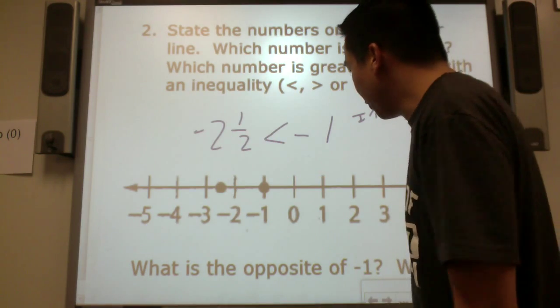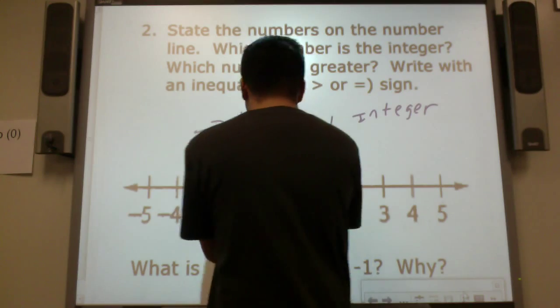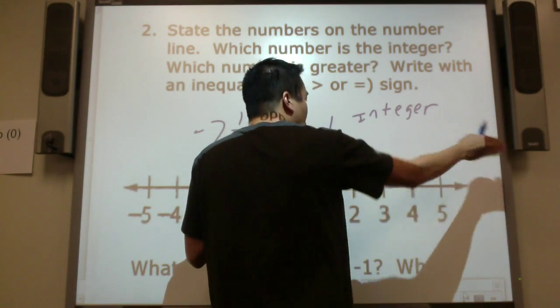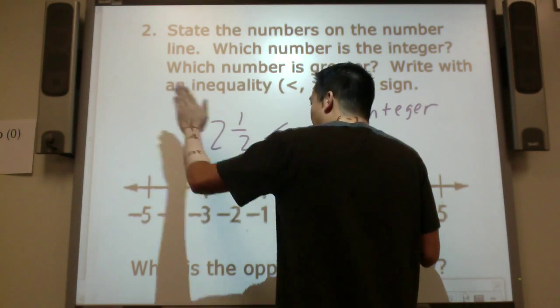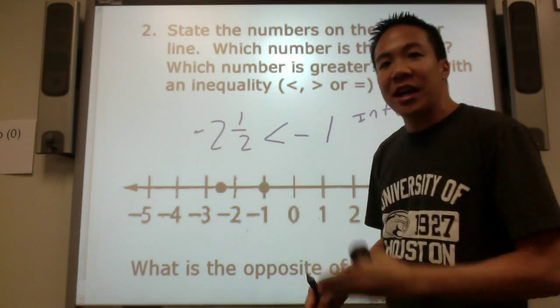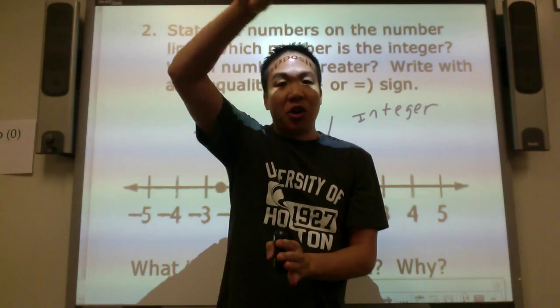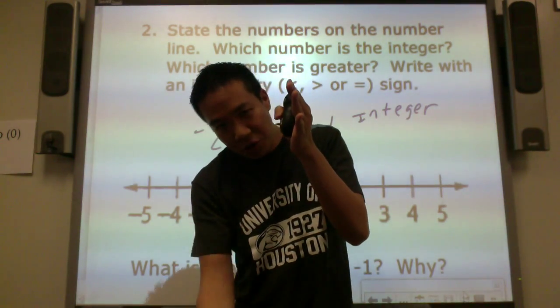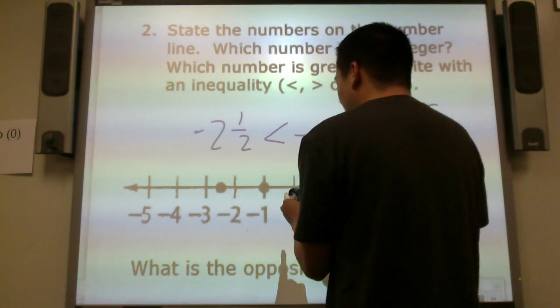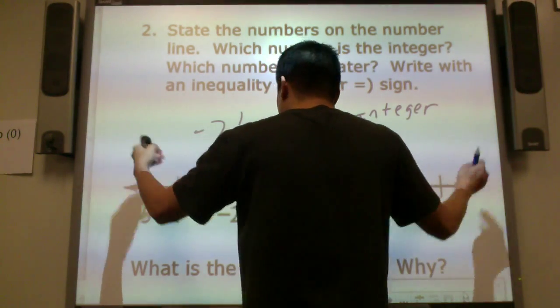Why so? Remember, on the number line, the greater numbers are to the right. The least numbers are to the left. If it is a vertical number line that goes up and down, the greater numbers are here, the least numbers are here. So in a number line, it goes from least to greatest.